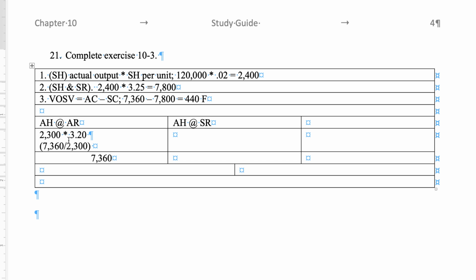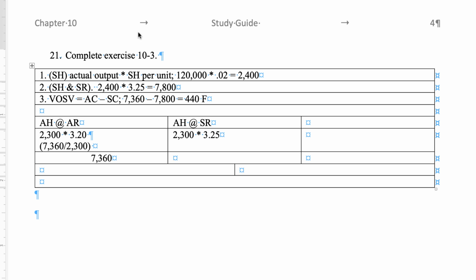Because if they gave us the 3.20, we really didn't need to do this calculation. We know the total cost is 7,360, but again, that's how you calculate it, just in case you would ever need to. Okay, so moving on, actual hours at the standard rate. Well, that's easy. We know the actual hours is 2,300 times, we know that the standard rate, which they give us in the problem, is $3.25.